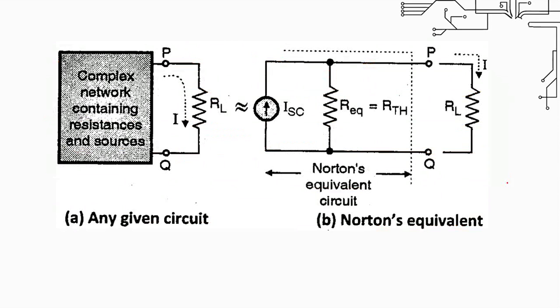Now we will see the Norton's equivalent circuit here. Figure B shows you the Norton's equivalent circuit. Here a current source is there, ISC, or I can also write it as IN. In some books and some numericals, this current source is also mentioned as IN, that is the Norton's equivalent current source. And this is RN, or R equivalent, which is equal to RTH. Okay, this is your Norton's equivalent circuit.